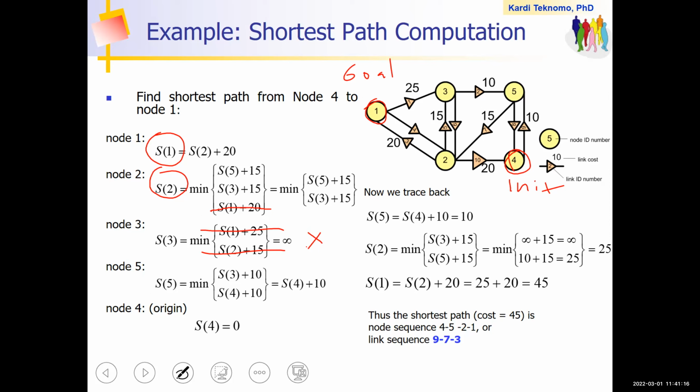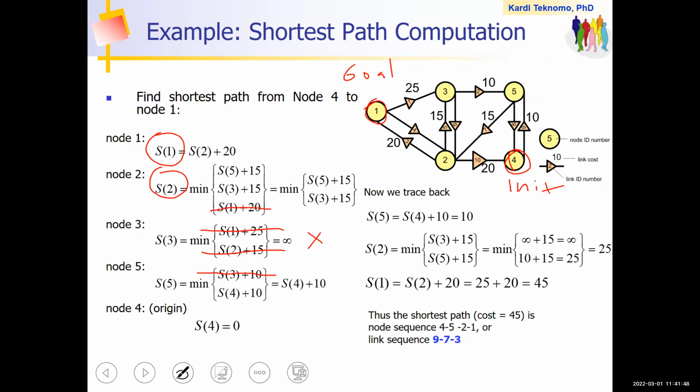And then what? Next is node 5. What is the incoming arrow to node 5? Okay, from node 3 and node 4. Can you see it? What is the cost? It is 10 and 10, right? So then we see that node 3 is already mentioned, right? So then we remove.